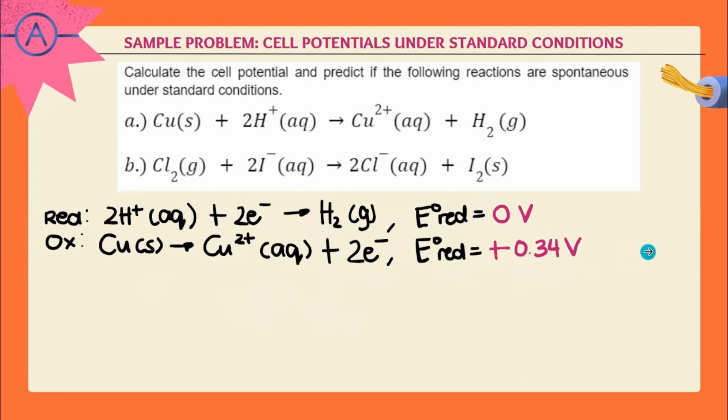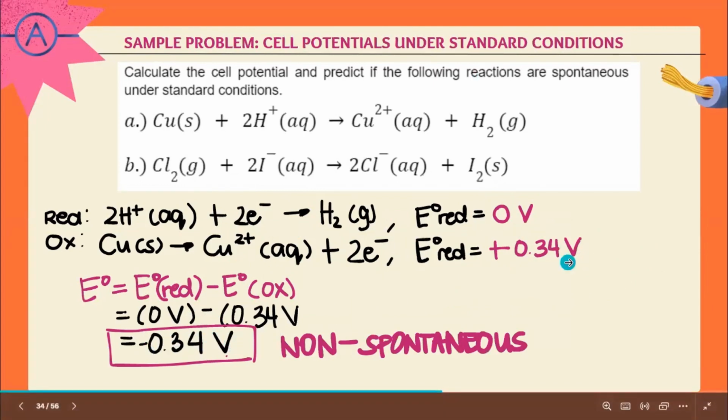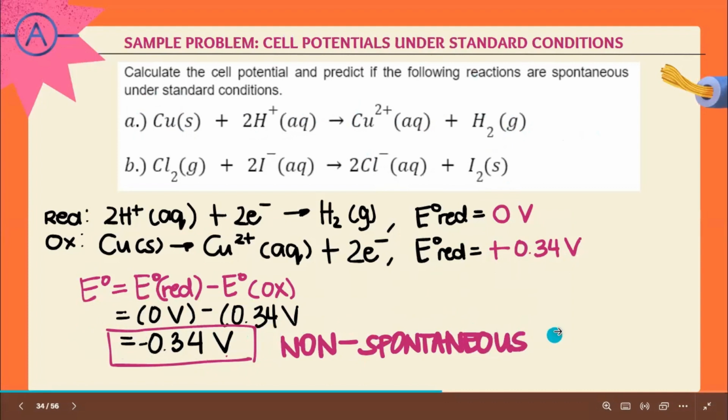Now we just have to change this or input these values into our given equation, which will now give us the result of negative 0.34 volts, which is considered non-spontaneous since it has a negative electric potential. Though if we were to change these reactions where the products are now the reactants and the reactants are now the products, then we will be having a spontaneous reaction, since as we have noted from our previous discussion, we just have to change the sign. But however, for this reaction, this is considered non-spontaneous.